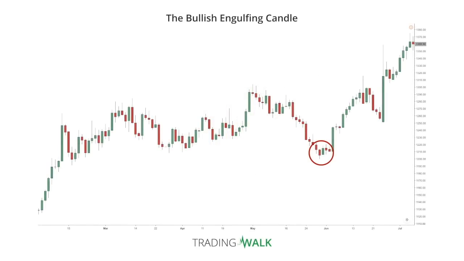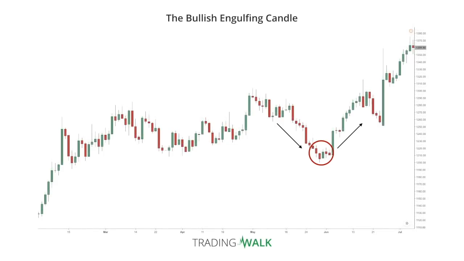Let's look at a real chart example. Here in the red circle you can see a bullish engulfing pattern. Now, as we talked about, you first have a downtrend and a bearish candle at the bottom. Then you have an open of the bullish candle at or below the previous close and a close at or above the previous open. And as you can see here, we close above the previous candle. So we go from a move down, the bullish engulfing, and a move up.